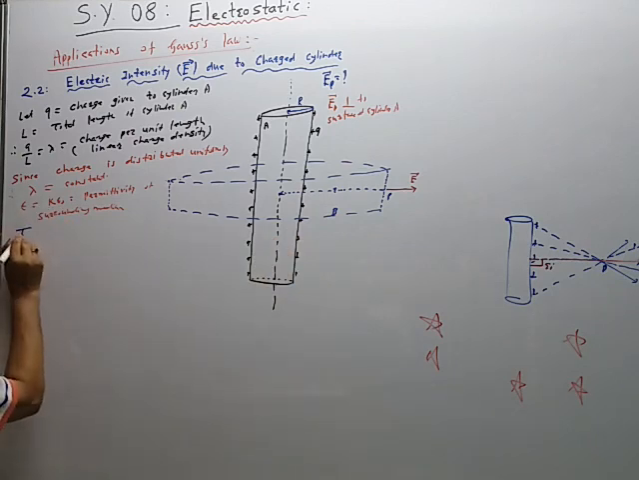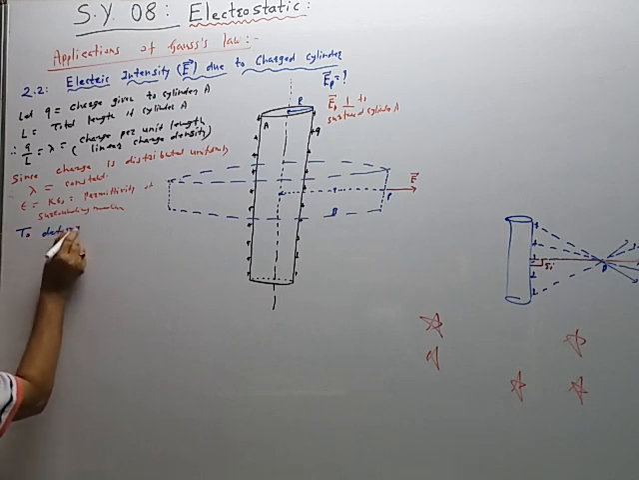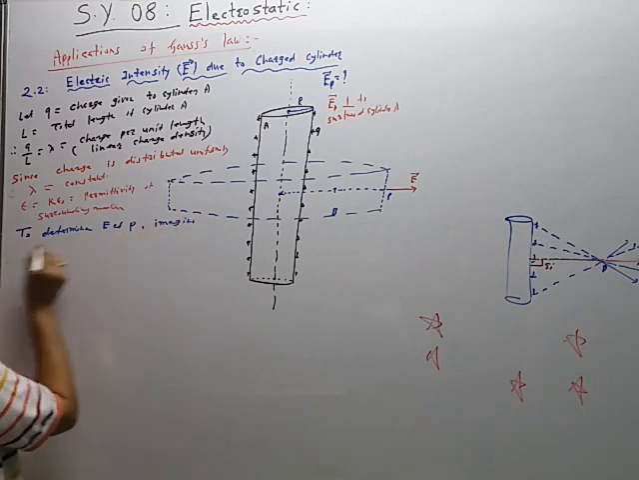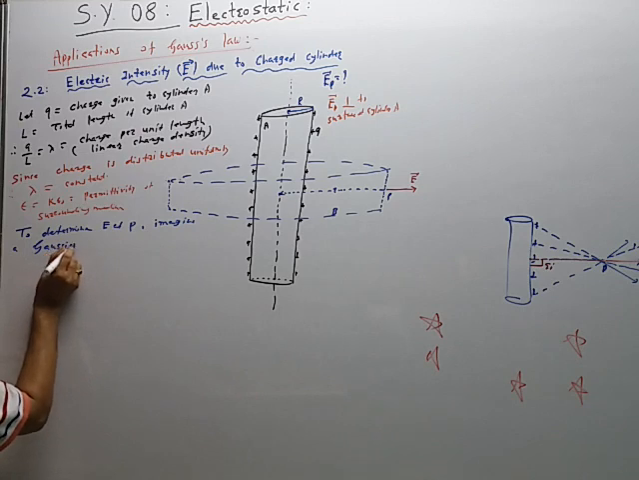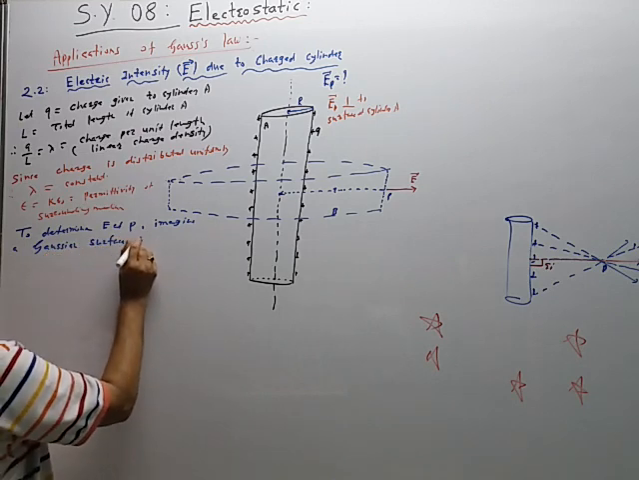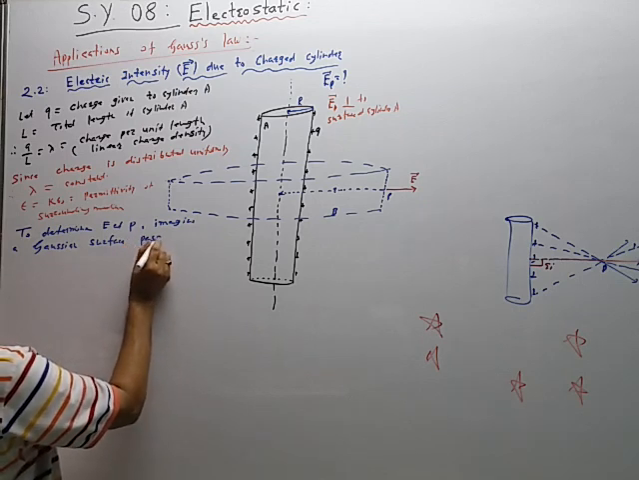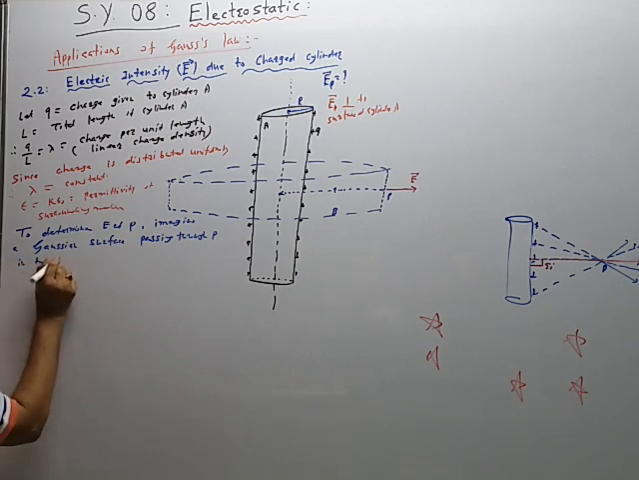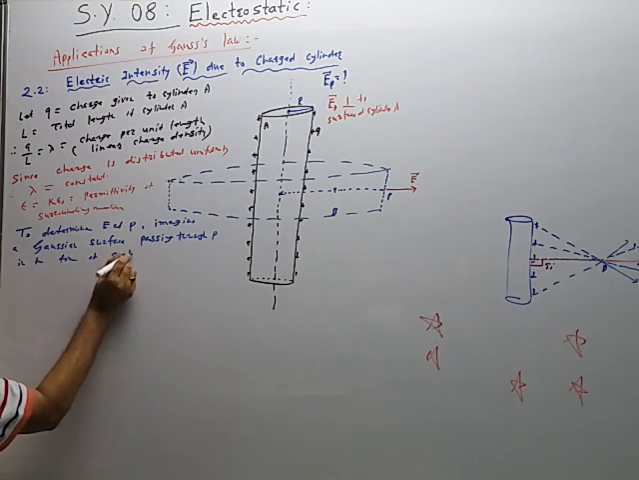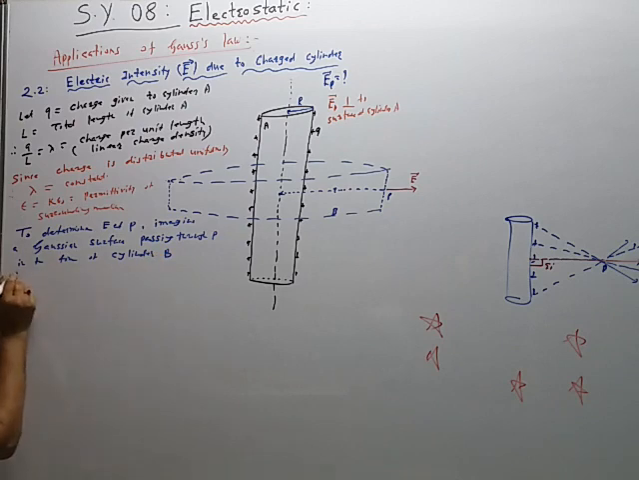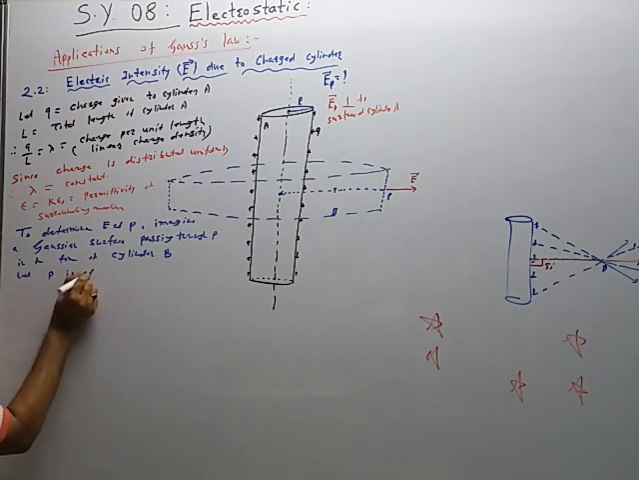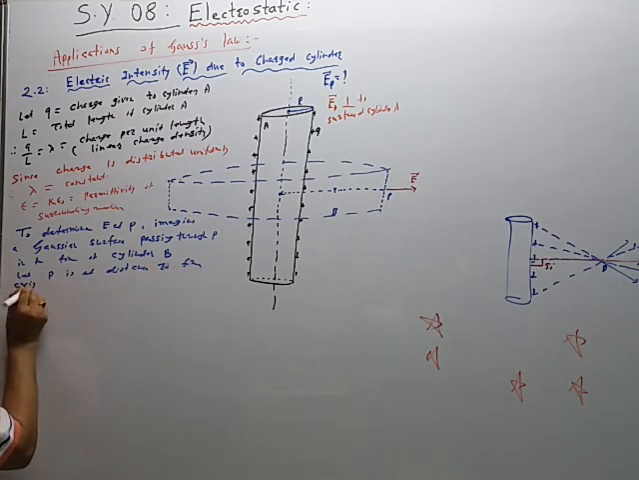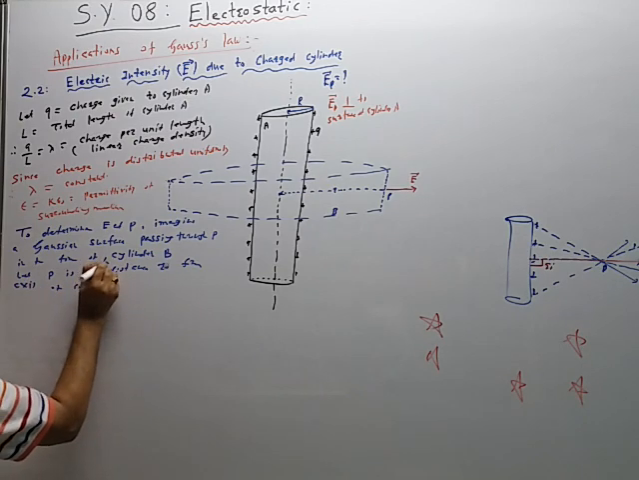So determine E at P. Imagine a Gaussian surface passing through P in the form of cylinder B. Let P be at distance r from the axis of the cylinder, in the form of a coaxial cylinder.